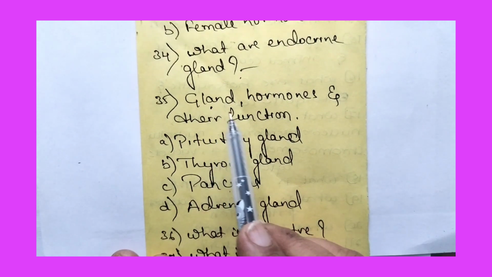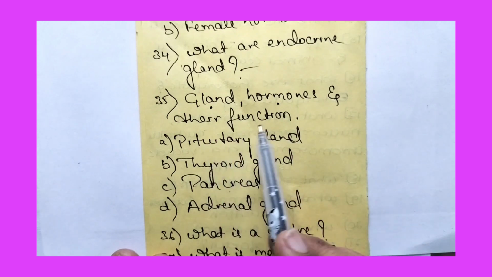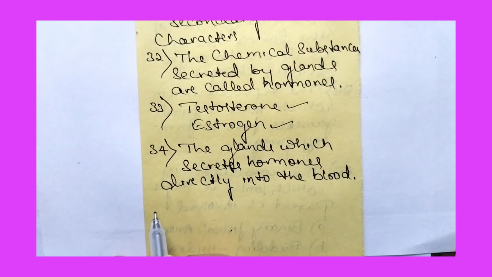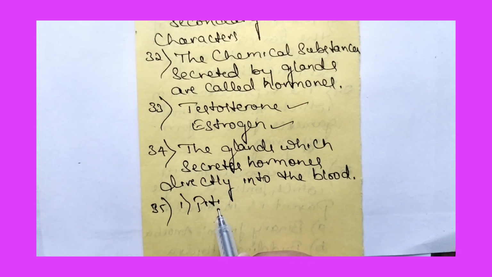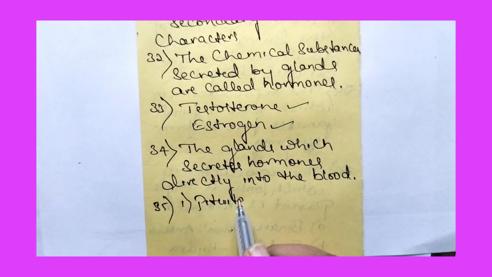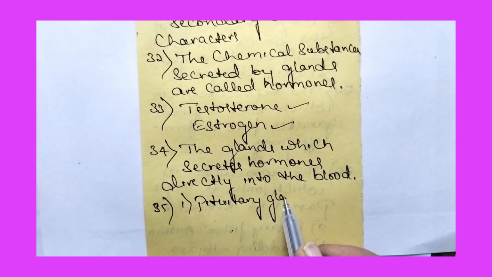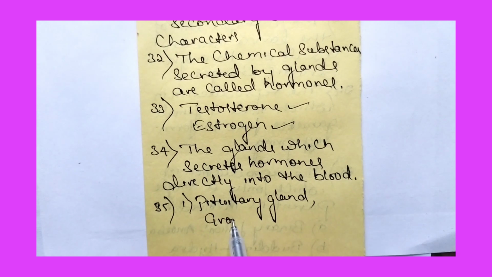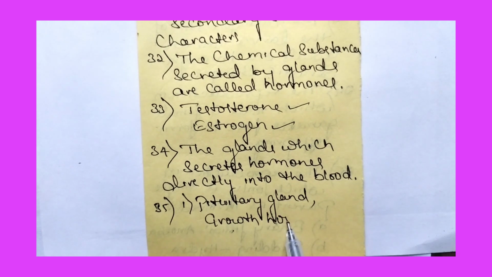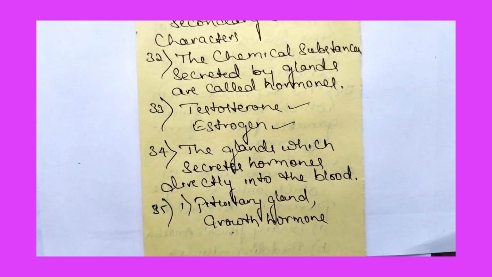Next, 35th question. You have to name the gland, what hormone it secretes, and their function. Now let us answer the 35th question. The first type of gland is called the pituitary gland. It secretes a hormone called growth hormone.